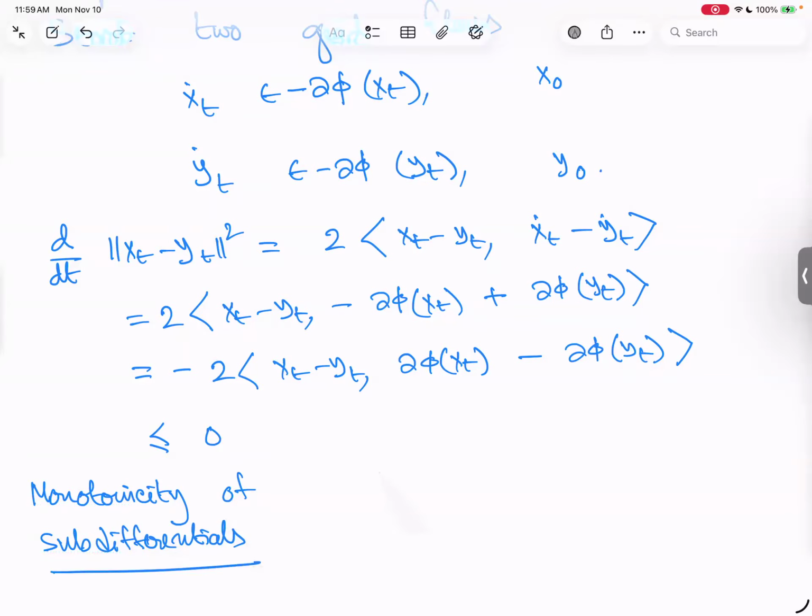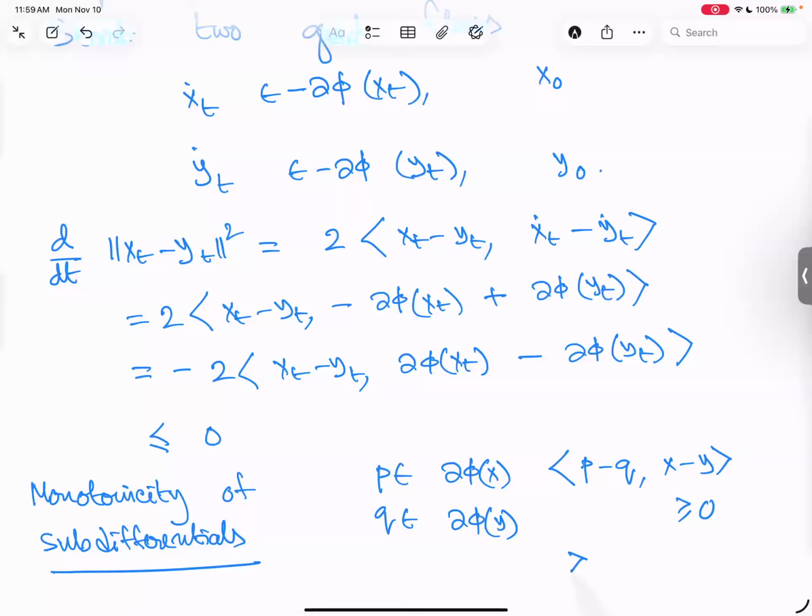So if I have any element p in the subdifferential of phi of x, any element q in the subdifferential of phi of y, then inner product of p minus q with x minus y is greater than or equal to 0. In fact, this is strictly positive if phi is strictly convex. How do you prove this?